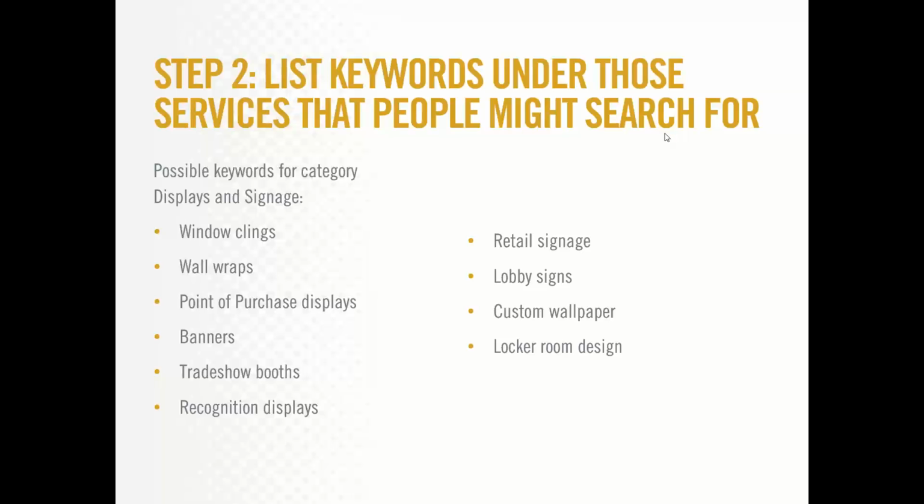So if you were a casino, you probably have 3 main categories of gaming, dining, entertainment, and maybe under gaming you could put poker, slots, blackjack, roulette, all the different games that you have at your casino, for instance. So hopefully you've got a good list there of things that people would be looking for.